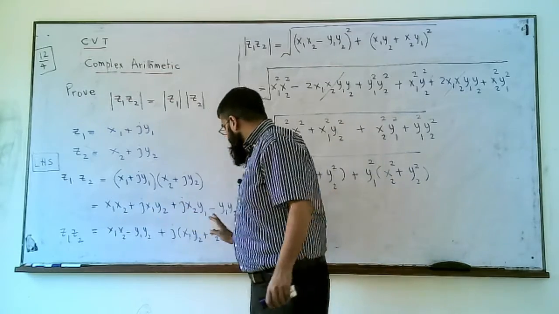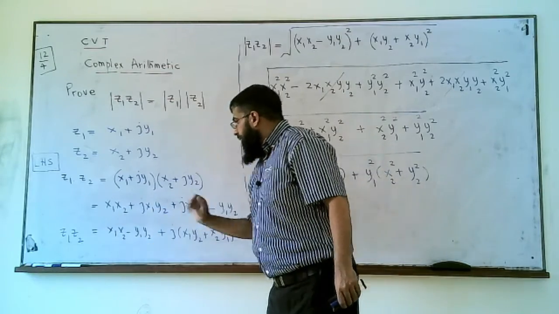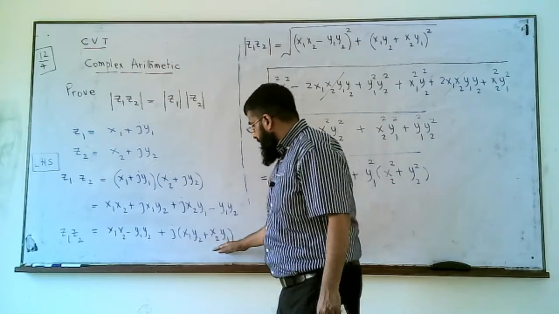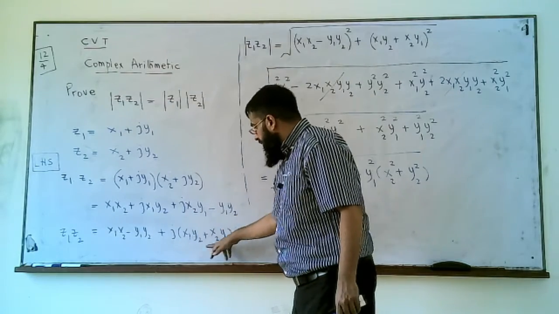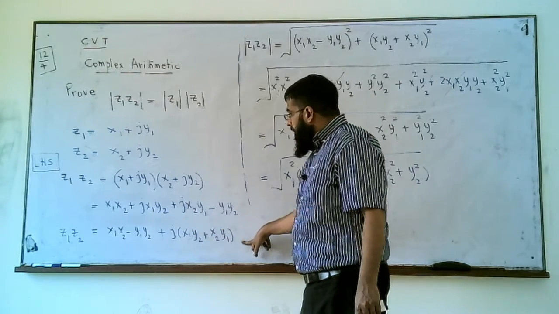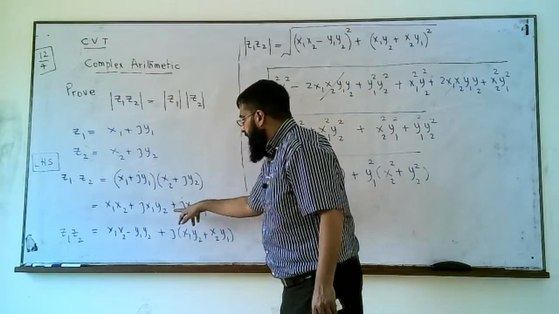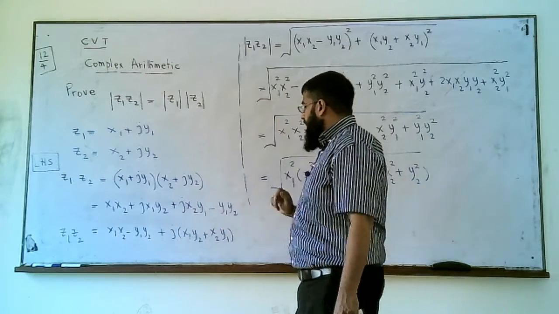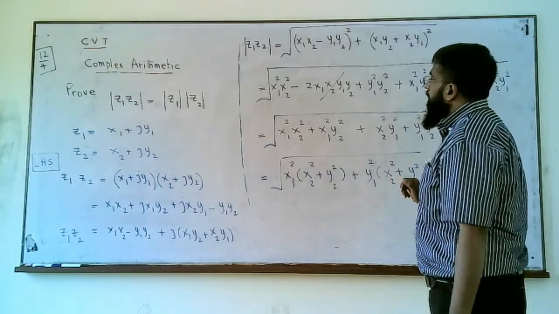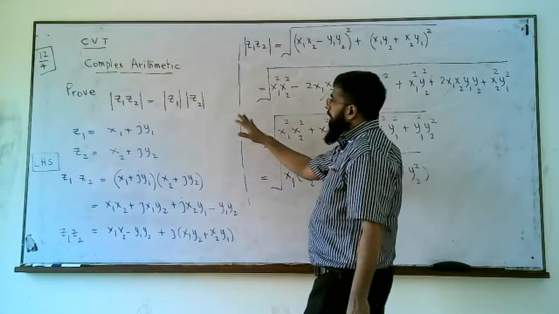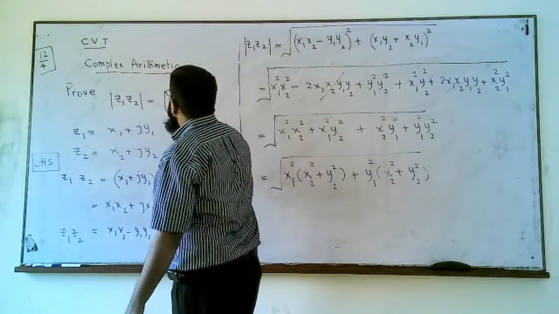So x1 x2 minus y1 y2, and we have put the real terms together, and here we have collected the imaginary terms, j x1 y2 and j x2 y1, right? And once we have done that, now it's time to compute the magnitude of z1 z2.